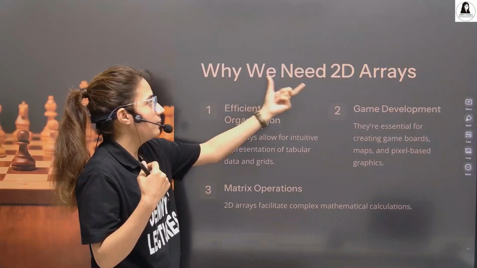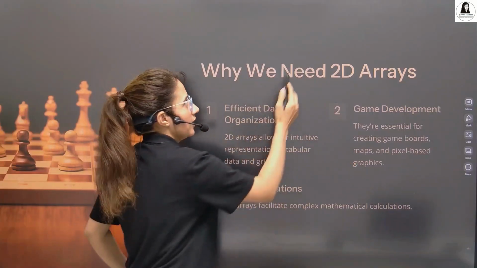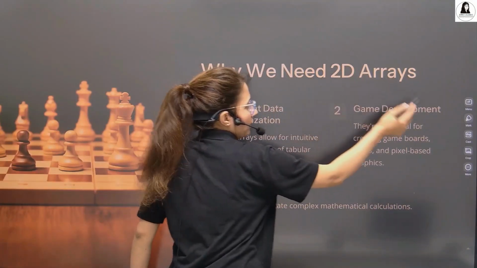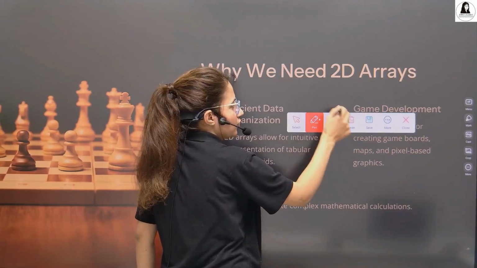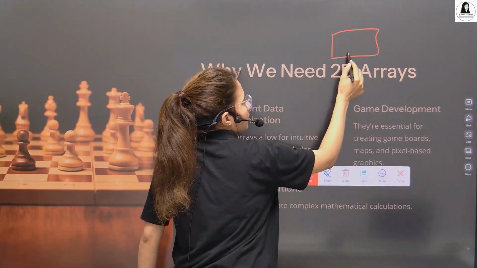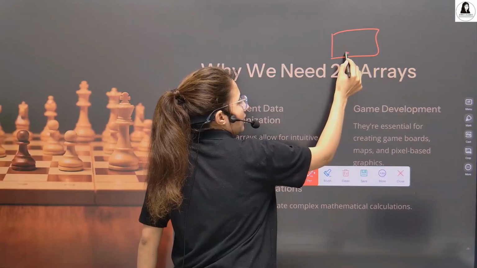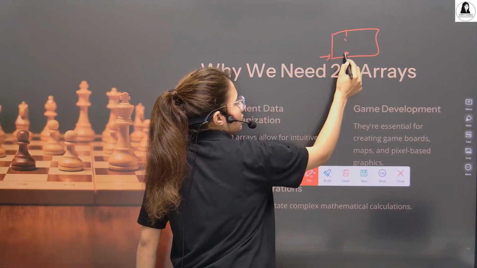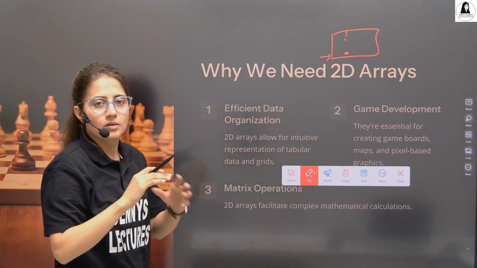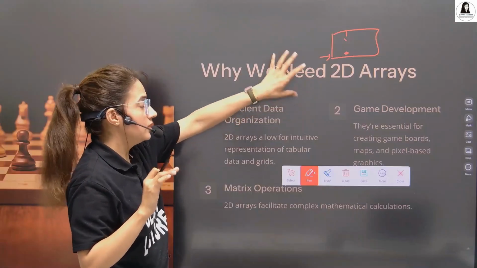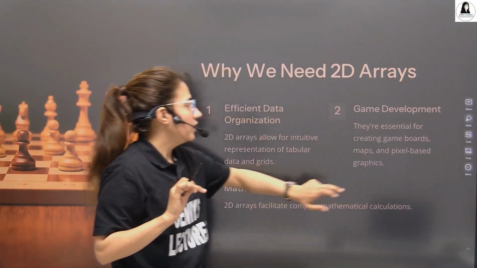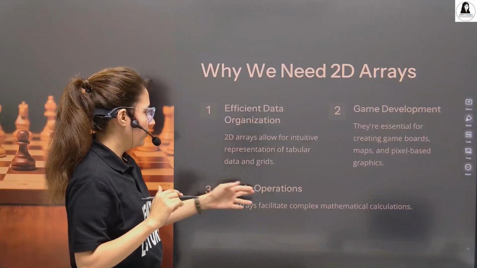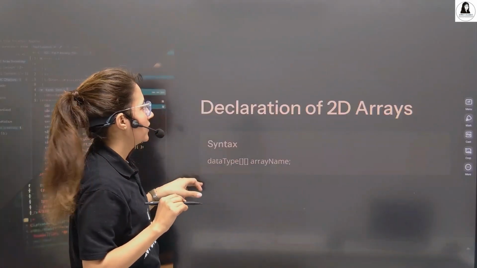Especially in game development, these are used. Suppose we have a chess game. For each player, there are two positions, this and this. So obviously in game development, in many of these kinds of games, 2D arrays are used. In image processing also, for matrix operations, you need 2D arrays.